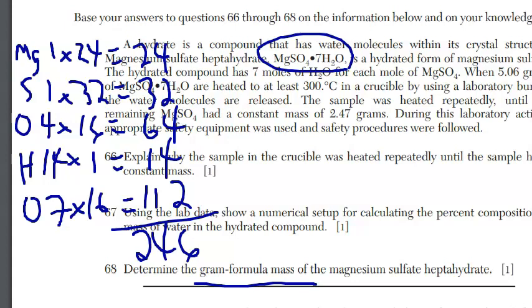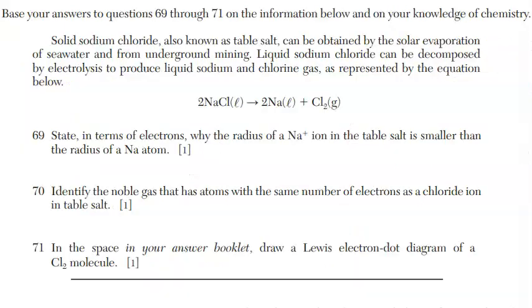What students do, however, is they'll try to skip steps, do it in the calculator, not write it down. Make sure that you're very detailed in going through all of these questions. Let's move on. Questions 69 through 71, we have a reading passage. We also have a balanced equation. Let's go on to 69.